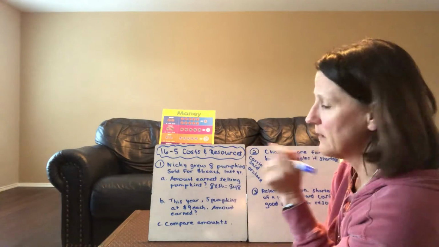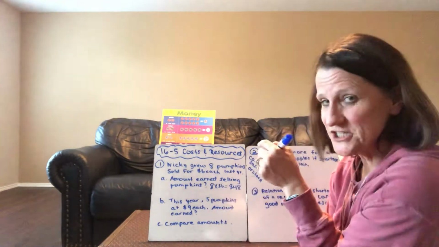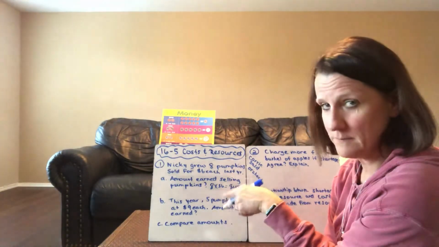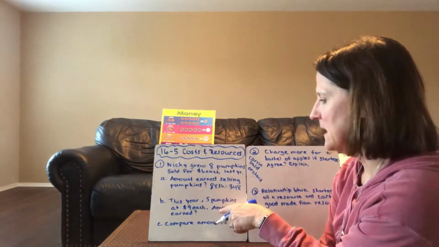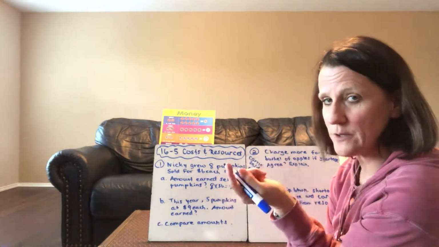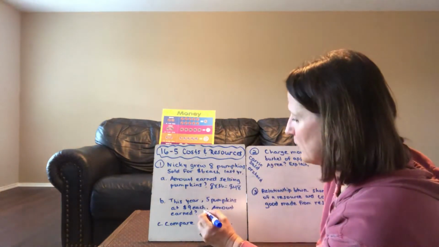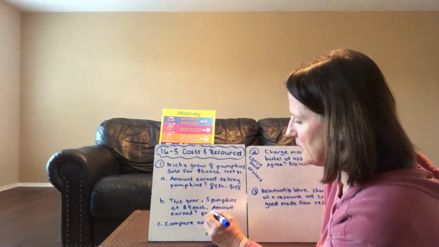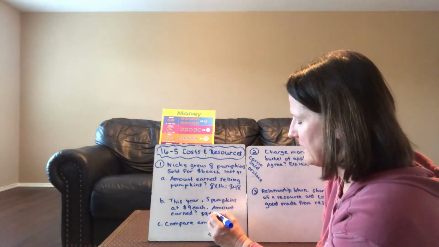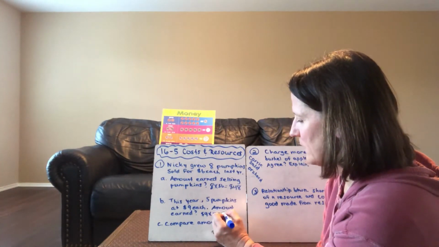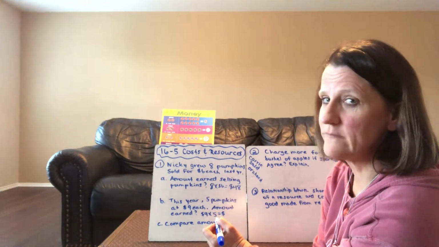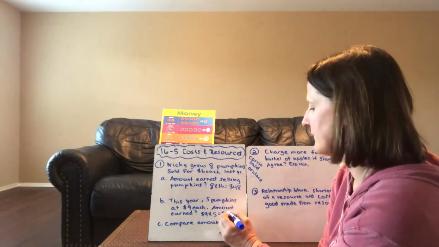Then on letter B, it says this year, Nikki grew 5 pumpkins, painted them, sold them at $9 each. So what was the amount earned? So just like we did before, it doesn't matter which number you put first. We can do $9 times 5, that's fine. So I know you guys all know your 5s really well. 9 times 5 is, yep, 45. $45.